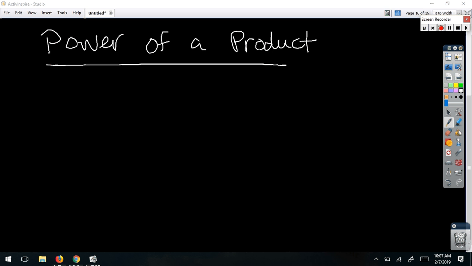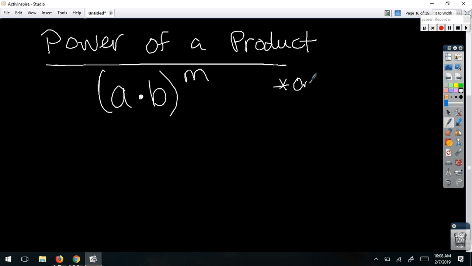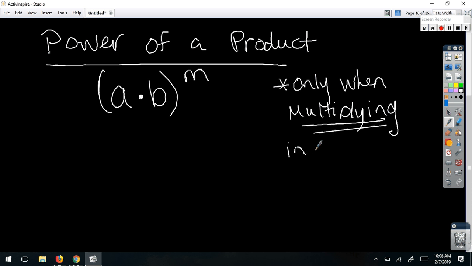Power of a product. All right, so this is when it looks like I'm multiplying inside parentheses. Now be very careful because I'm multiplying, not adding, okay? I'm multiplying inside parentheses, but then on the outside I have this exponent that sits here. Okay? When that happens, you need to pay careful attention that it's only when multiplying in the parentheses.